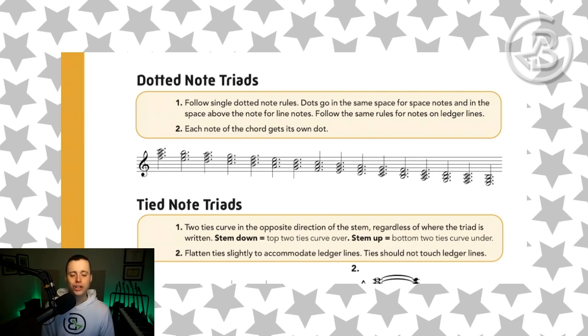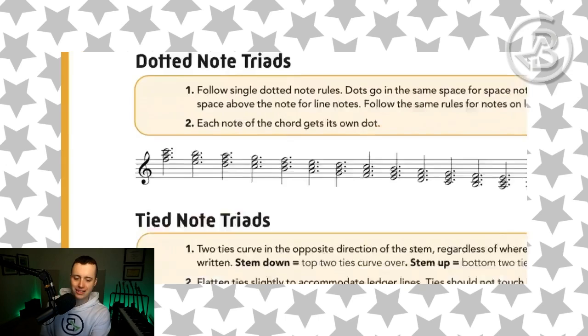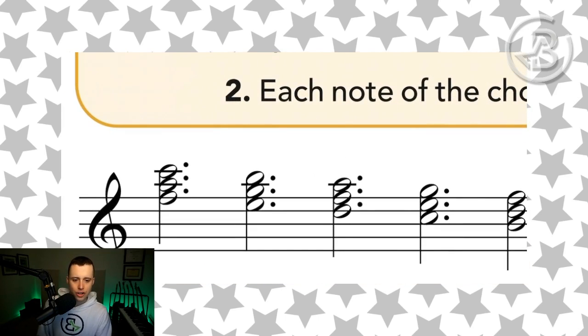In this lesson, we're going to talk about how to write dotted triads. This also works for writing dotted intervals. So basically, if you're going to write a dotted half note with a triad, you're just going to follow the same exact rules for writing a dotted half note, but you're going to write 3 dots. You're going to write a dot for every single one. So as we know, when a note is on a line, you're going to write the dot for that note above that line that the note is on.